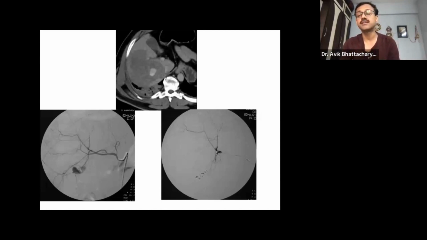Actually, this patient had a history of road traffic accident with liver laceration and pseudoaneurysm formation. We did an angio. You can see the picture below left showing a pseudoaneurysm inside the hepatic parenchyma, and we embolized it.